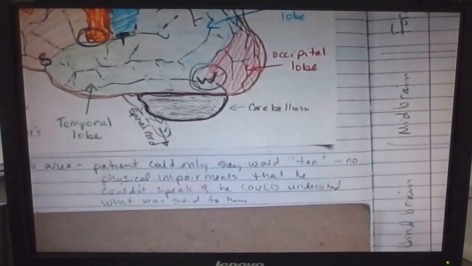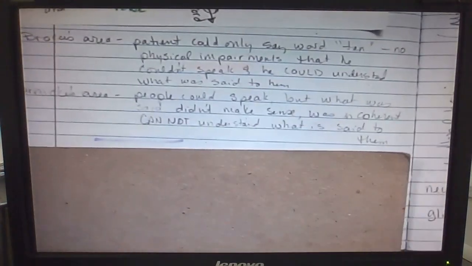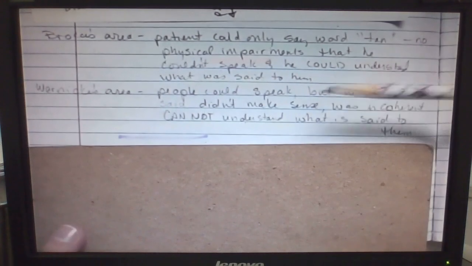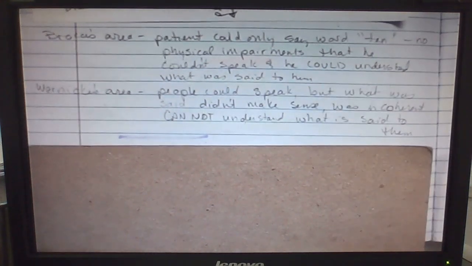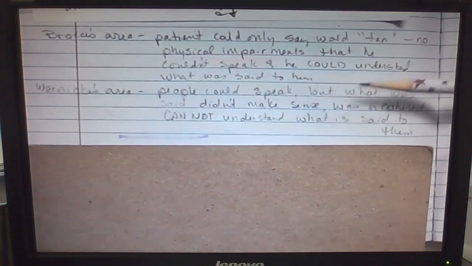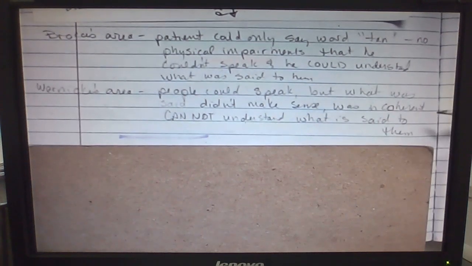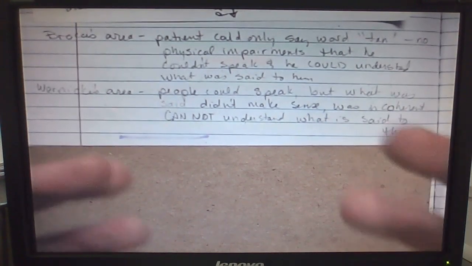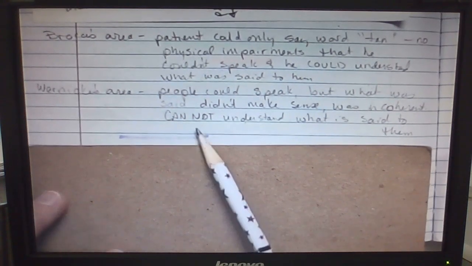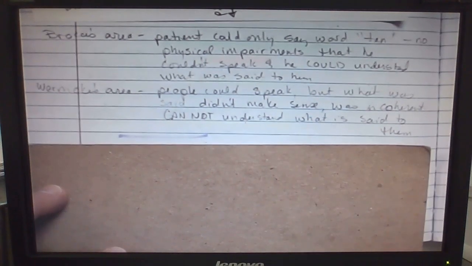Wernicke's area, so there was a patient that had damage in Wernicke's area. They could speak, and they could put together different words. It wasn't that they could only say one word, so they could put together different words, and it would be a relative sentence. But what was said didn't make sense. It was incoherent in terms of what was asked of them. How they responded didn't make sense. And they could not understand what was said to them.